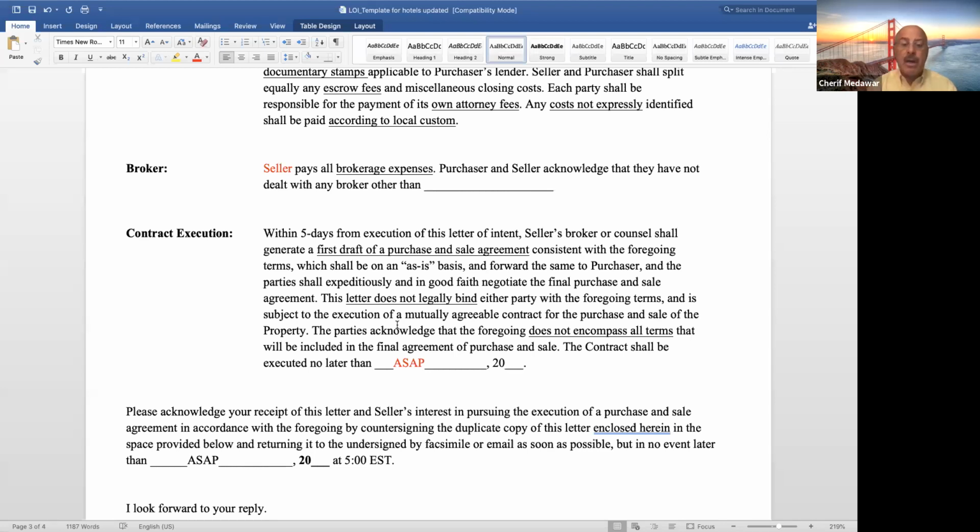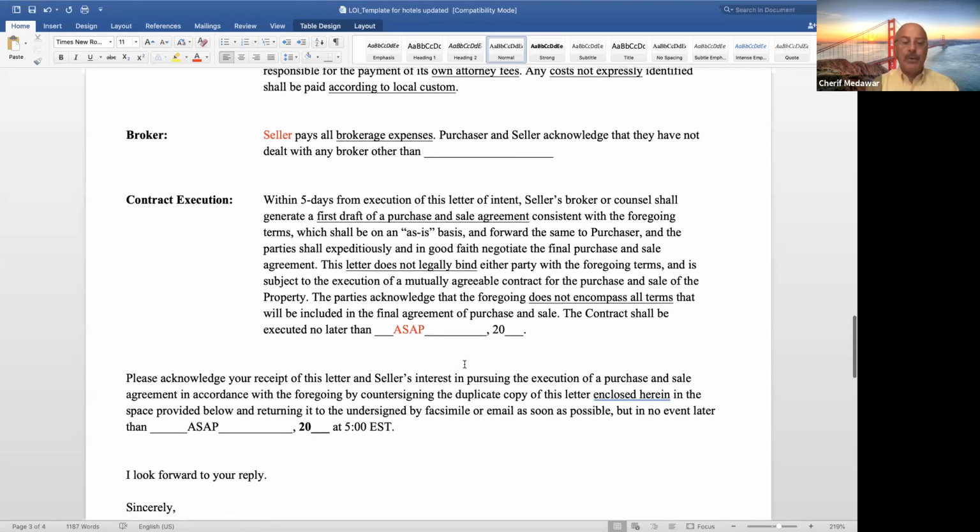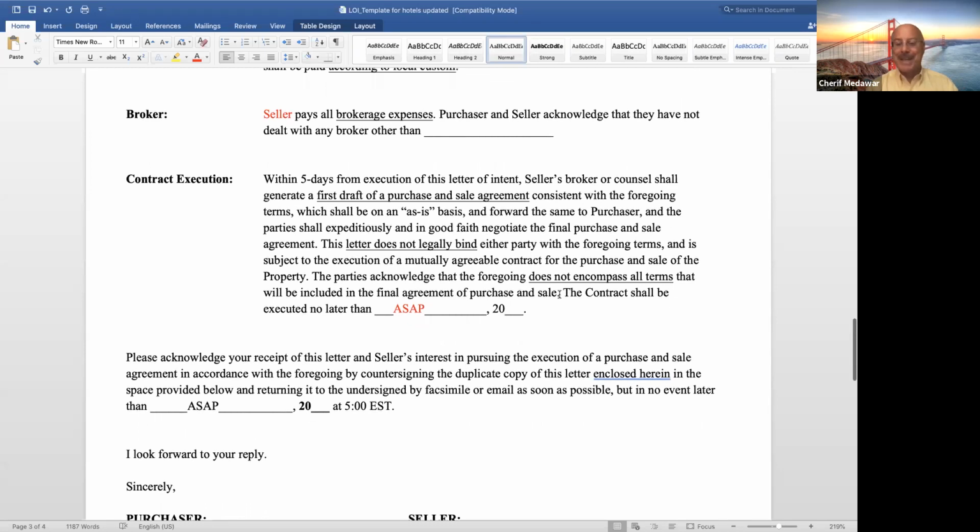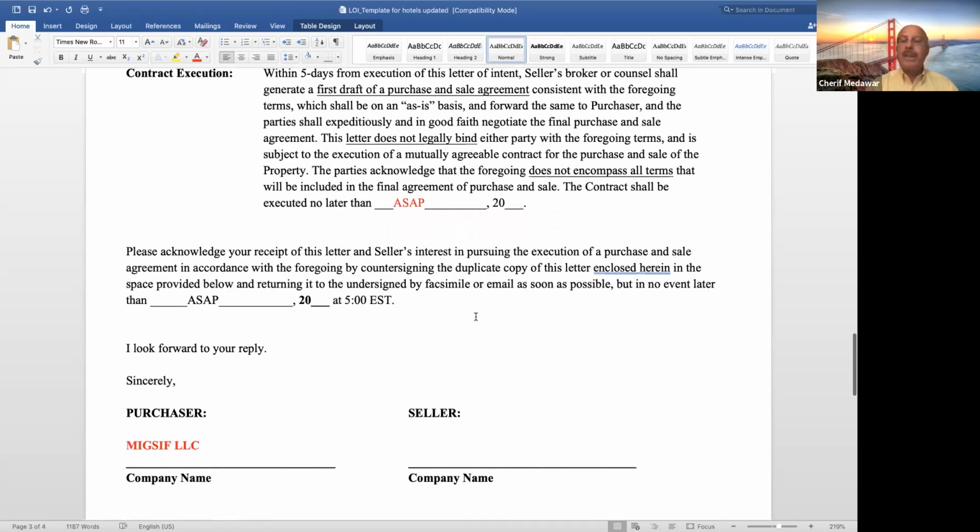The parties acknowledge that the foregoing does not encompass all terms that will be included in the final agreement of purchase and sale, obviously. The contract shall be executed no later than, and then you put the 5 days. Are you using 5 calendar days, 5 business days, etc.? And then you put a date here. Due dates are very important, and work with these dates. It gives you a sense of urgency as a buyer. It gives the seller some peace of mind. And I put myself in both situations.